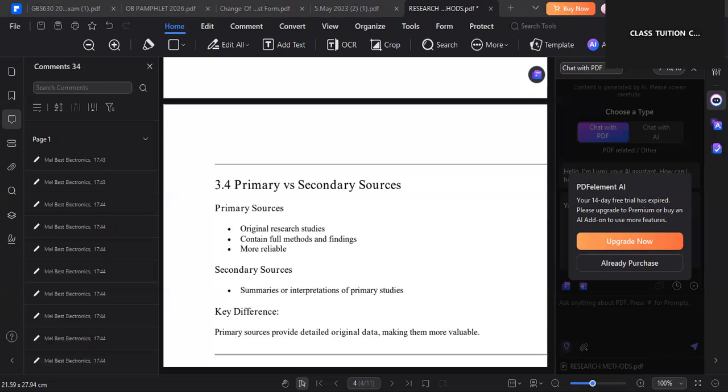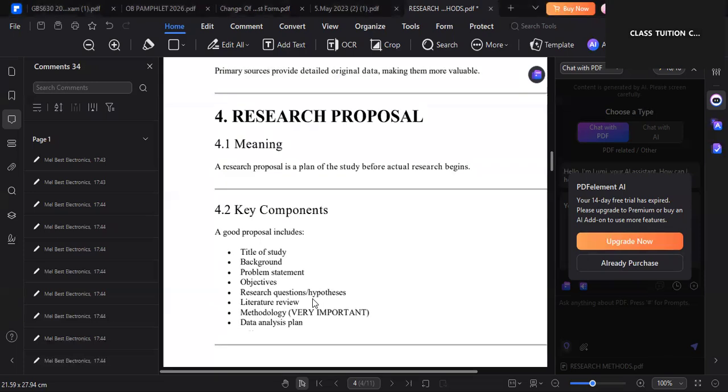So the difference between the two is that primary data has original information, is more detailed and reliable, and is initiated by you, the researcher, like the journals and articles. And secondary data is an interpretation from the original. It's less detailed, it's more general, and it's by somebody else, like a textbook, right? So these are basically what we're talking about here.